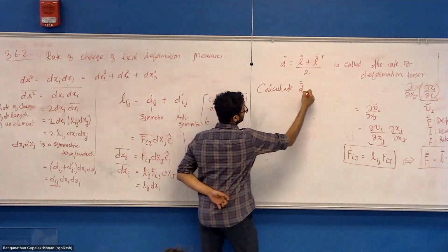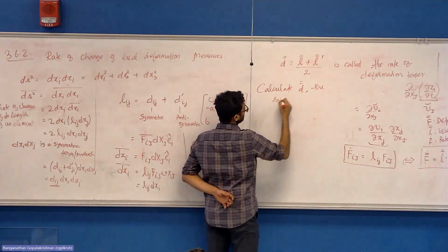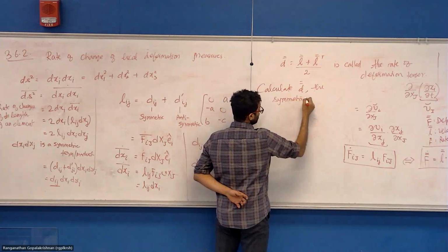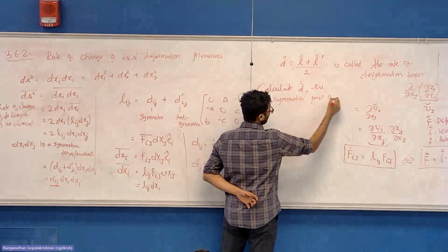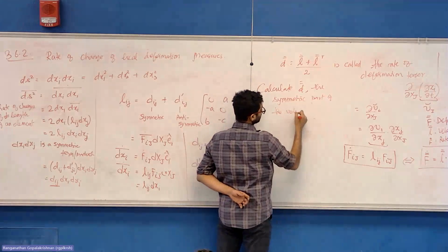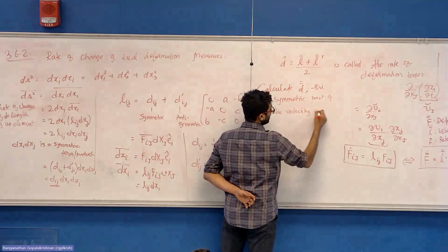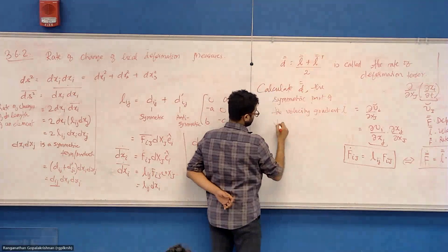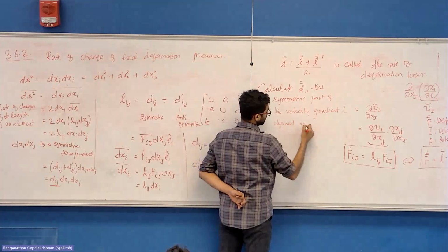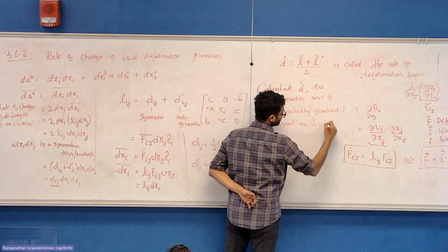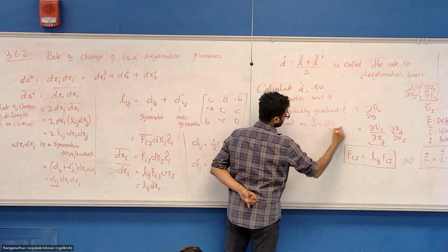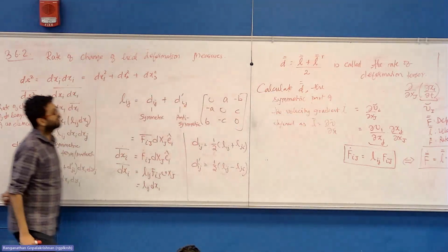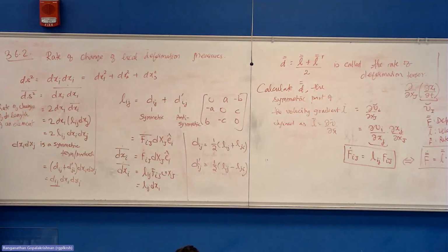D, the symmetric part of the velocity gradient L, defined as L equals, and so on. That's it. This question doesn't require you to remember anything except differentiation. Okay.